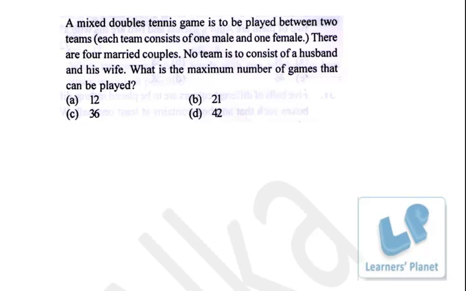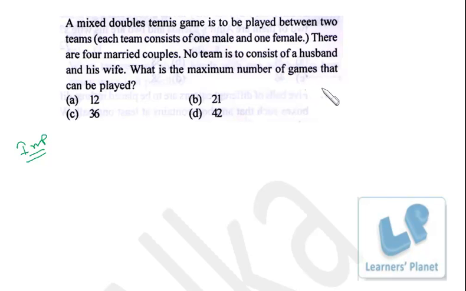Now this problem is going to be important. Concept is really important over here. A mixed doubles tennis game is to be played between 2 teams. Each team consists of 1 male and 1 female. There are 4 married couples. No team is to consist of a husband and his wife. What is the maximum number of games that can be played?